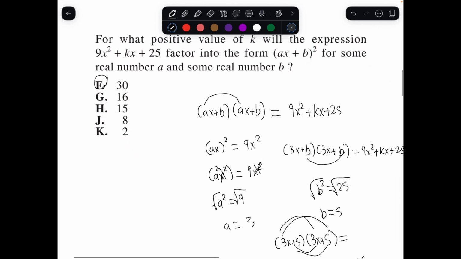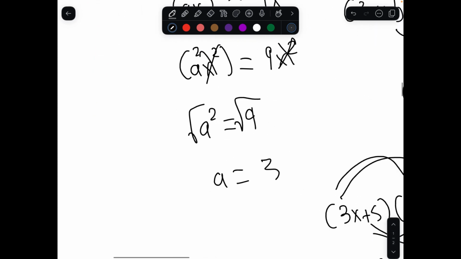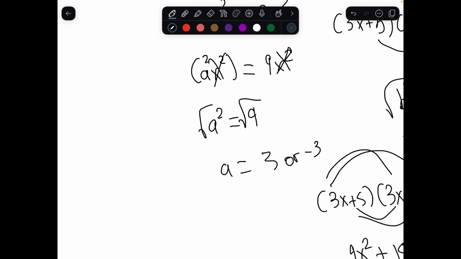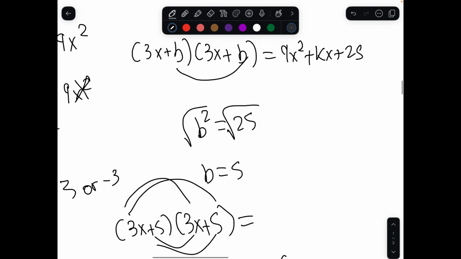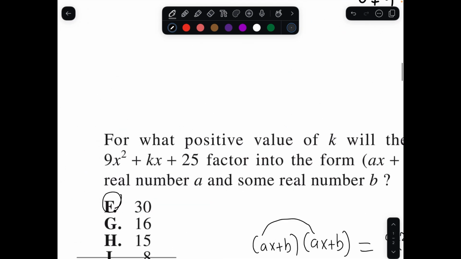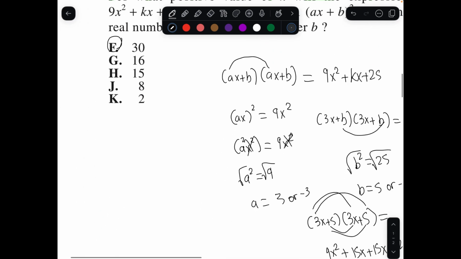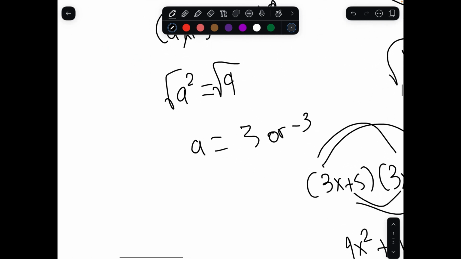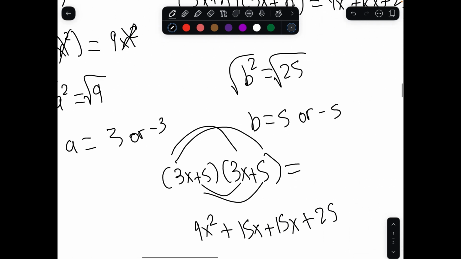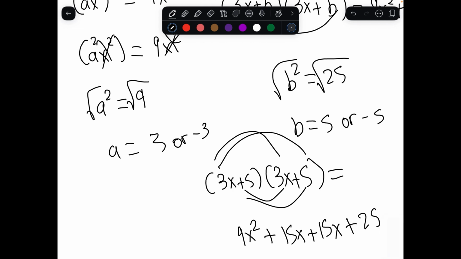Now, some of you might be wondering, isn't the square root of 9 also -3? It actually is. And the square root of 25 is also -5. But the thing to realize here is that it says that you want k to be positive, right? Which means that a and b either both have to be positive, or they both have to be negative.